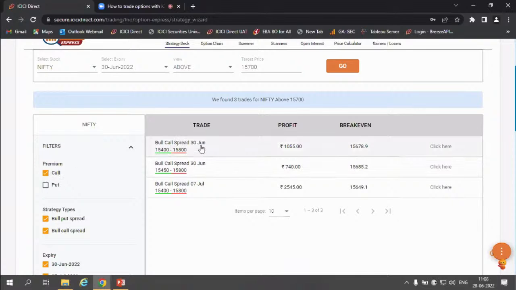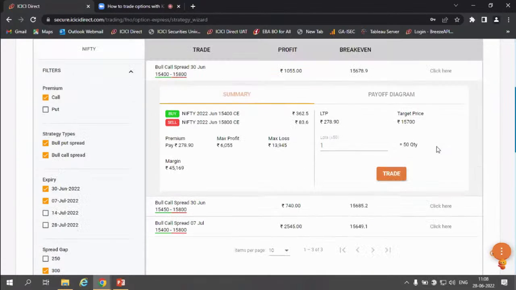The bull call spread is for the 30th of June. Today is the 28th of June, so we have 2 days. The strikes are 15,400 and 15,800, so this is a 400 gap spread. My profit is going to be about 1,055 rupees, and my break-even point will be 15,678. So let me just click here.